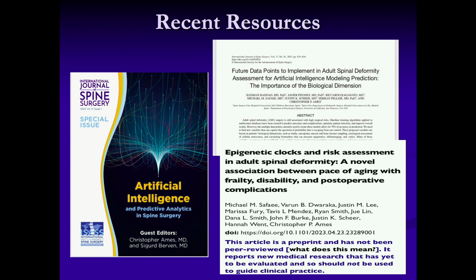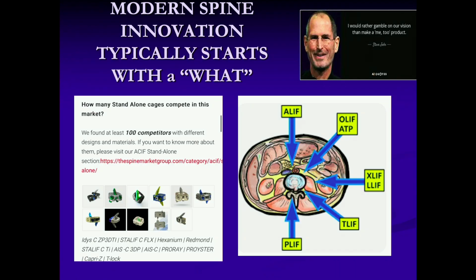In case I run out of time, these are some of our recent publications in the area. We have a whole edition of the ISASS journal on AI and machine learning. And then these are some of our recent publications in epigenetic aging and new biological variables for prediction.